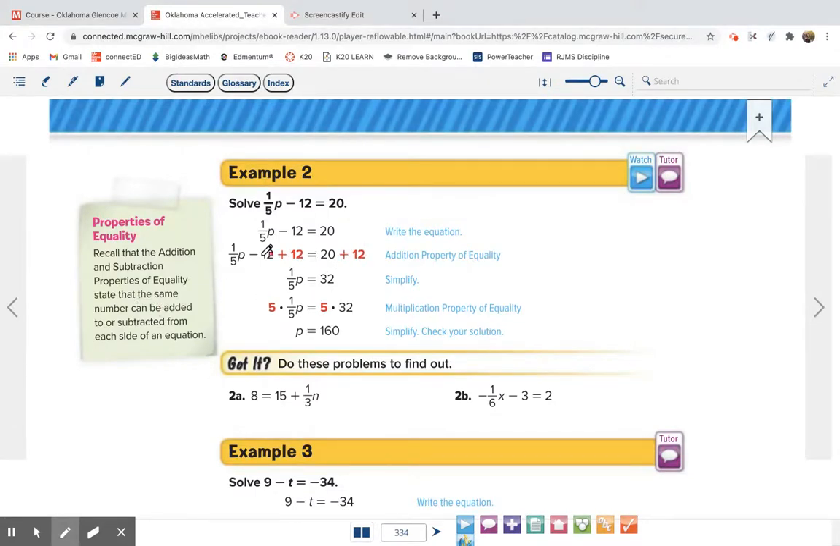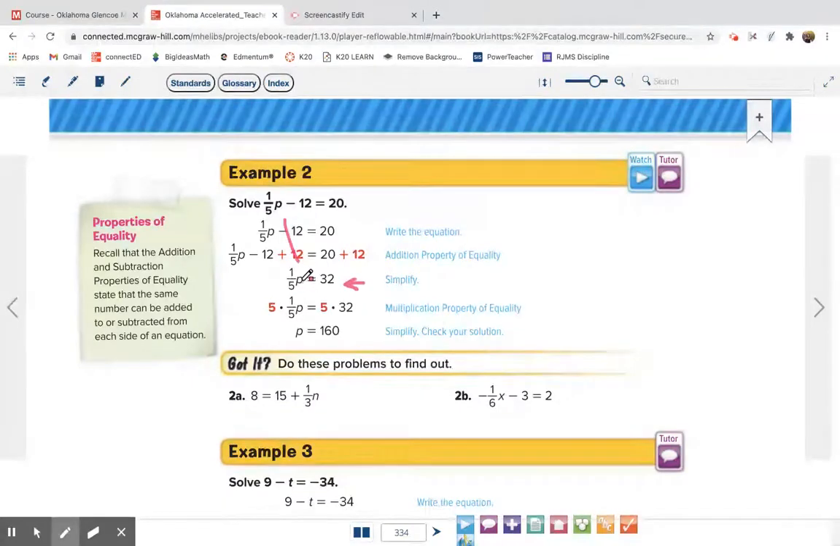Okay, it's one big addition problem. Don't really like how they lined it up, but 1/5 p has nothing under it, so it comes straight down. Negative 12 plus 12 cancels. Equal sign comes down. 20 plus 12 is 32. This is now our new equation. 1/5 p equals 32. So now we've got to get rid of the 1/5.